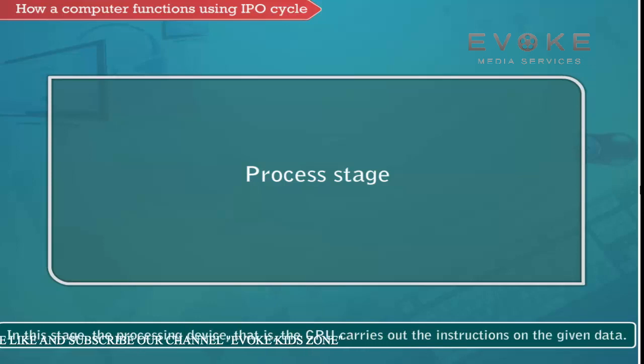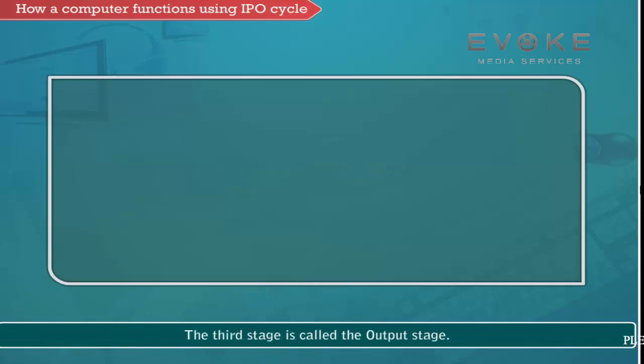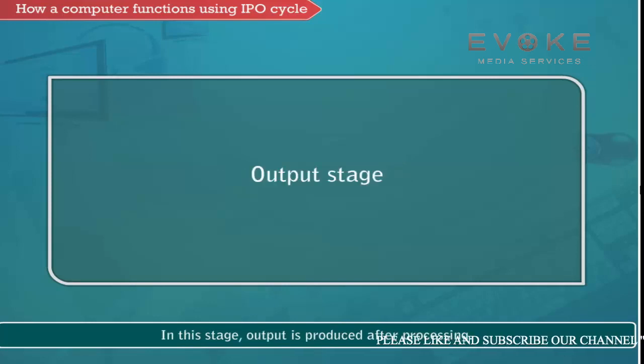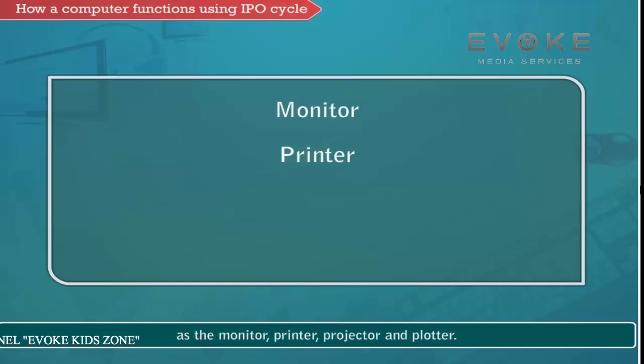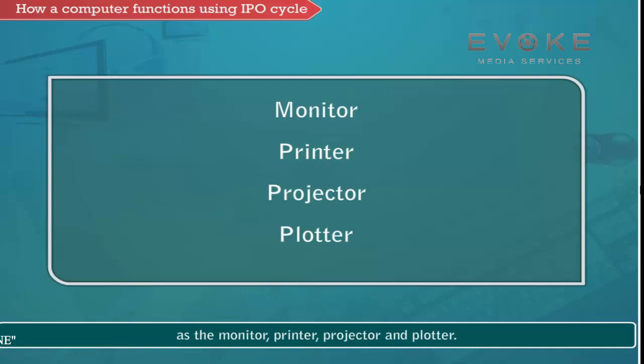In this stage, the processing device, that is, the CPU, carries out the instructions on the given data. The third stage is called the output stage. In this stage, output is produced after processing. The output is given out or shown on an output device such as the monitor, printer, projector, and plotter.